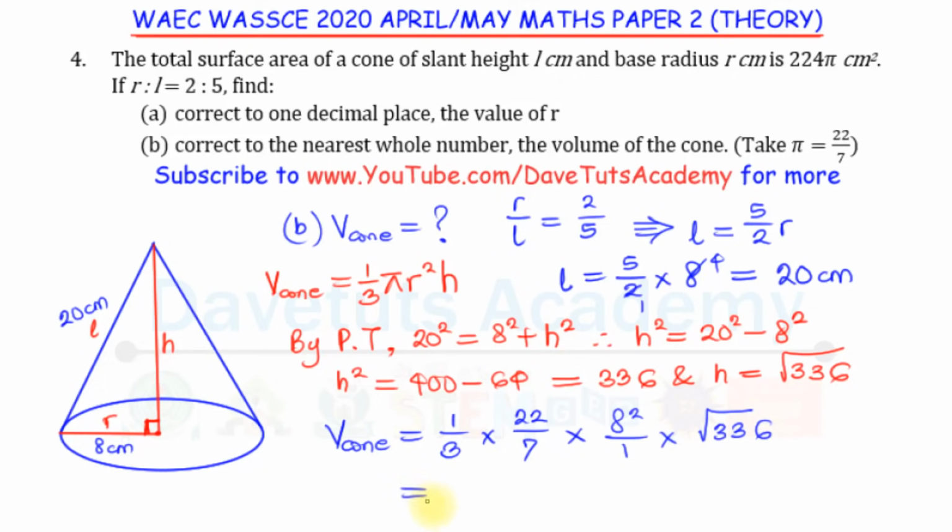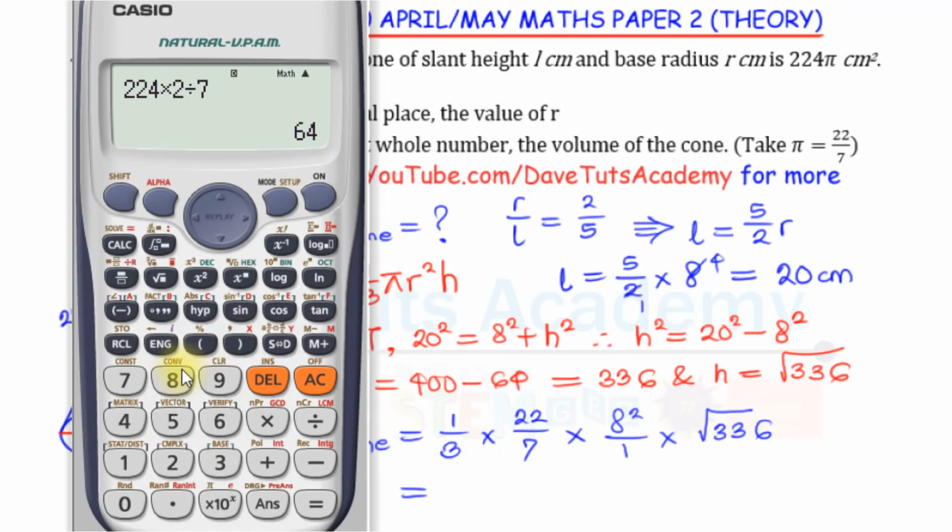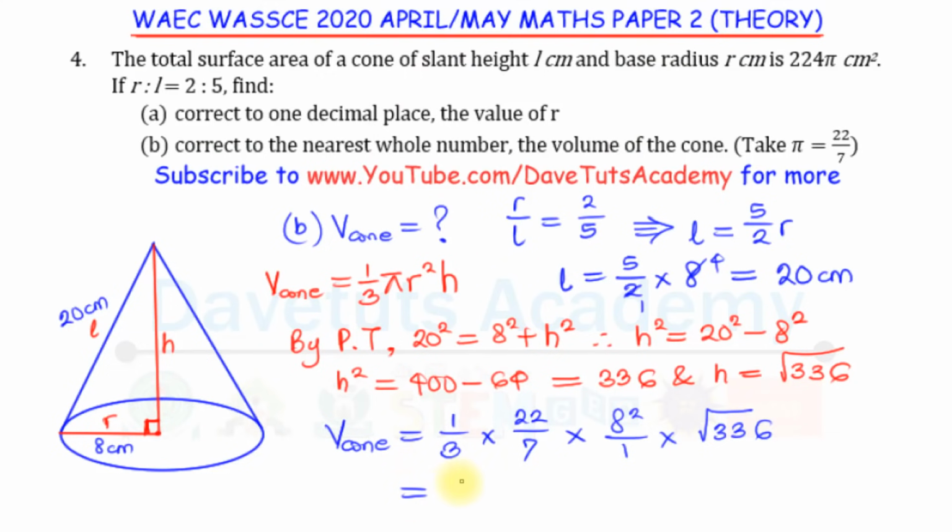And so we can just take our calculator to express all of this out: 1 over 3 times 22 over 7 multiplied by 8 raised to the power 2 multiplied by the square root of 336. What's that going to give us? This is going to give us 1229.0003158.